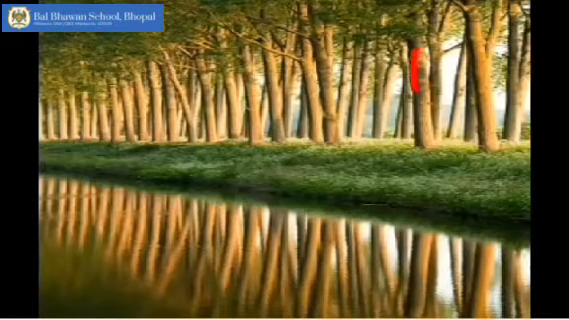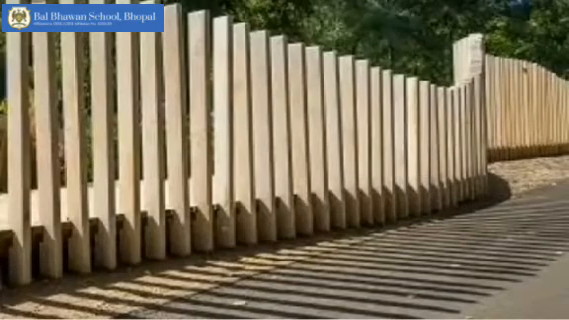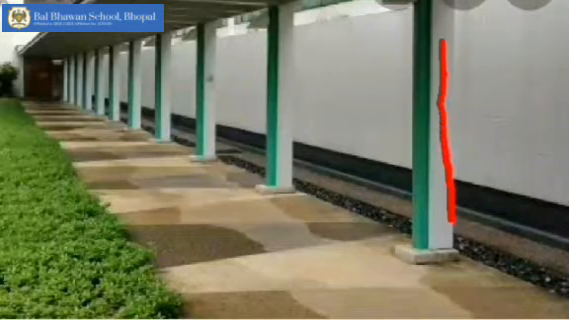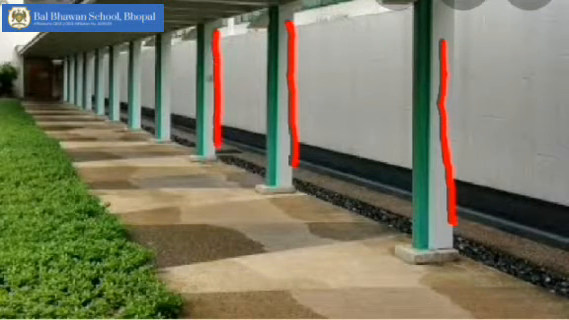Now the next one. Any guesses, children? Yes, these are standing lines. They are also known as vertical lines. Now let us see some examples of vertical lines. Children, these are some examples of vertical lines.